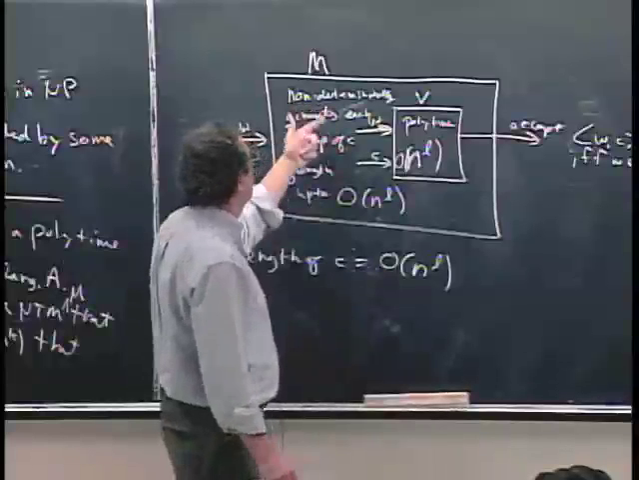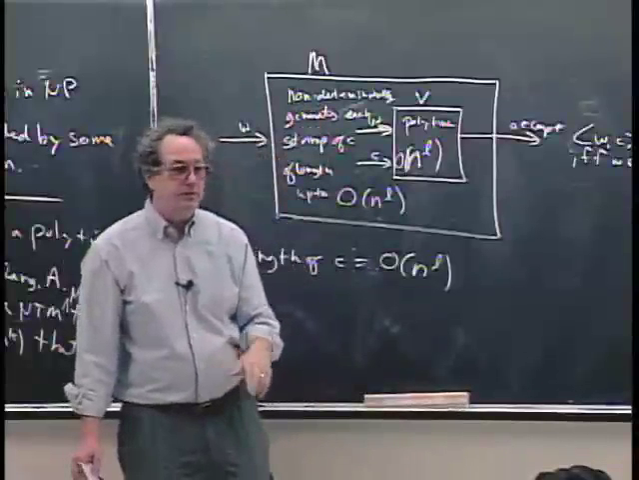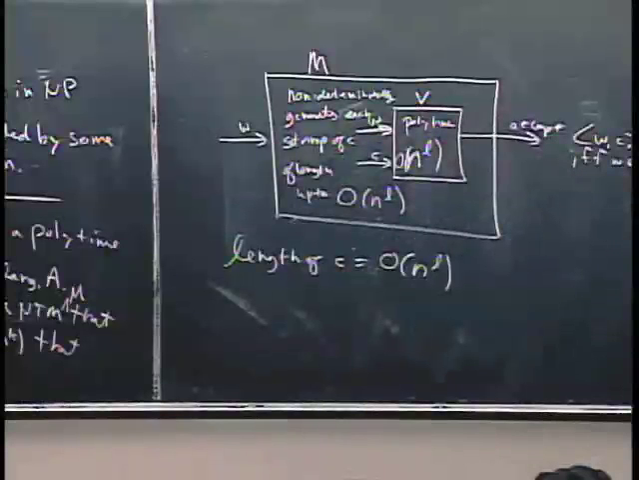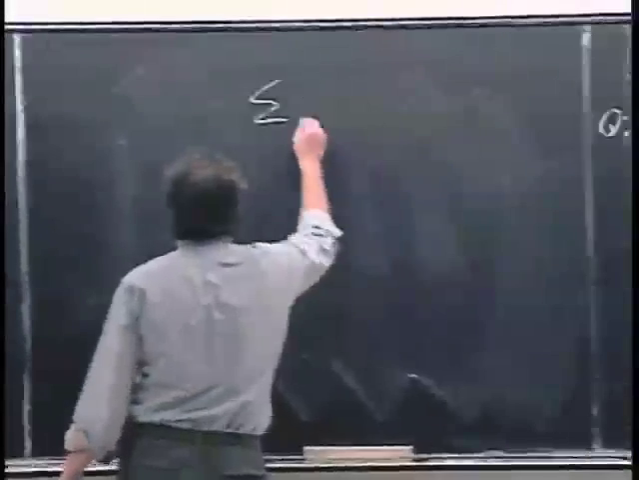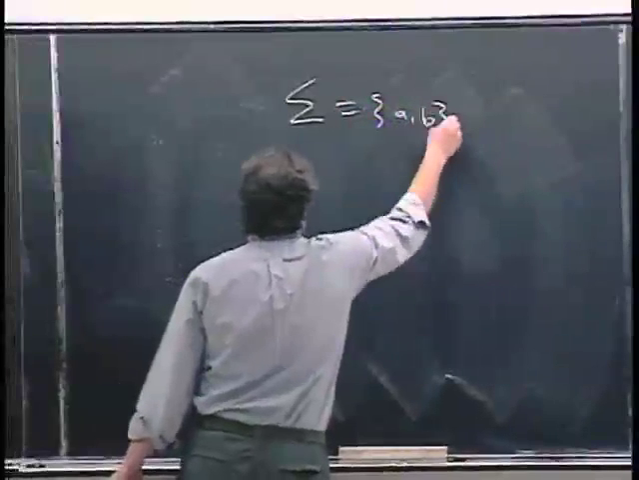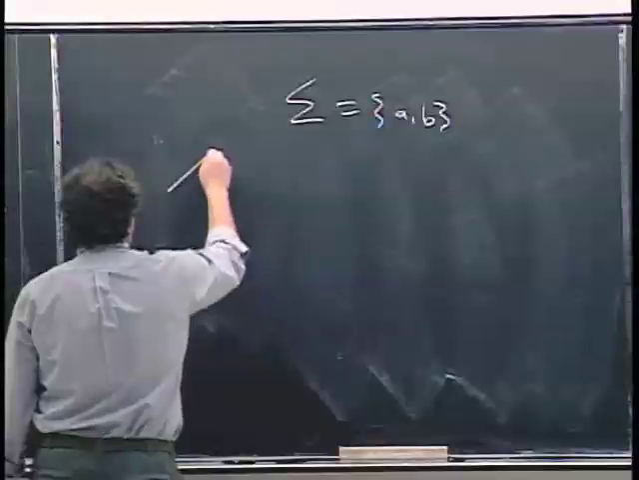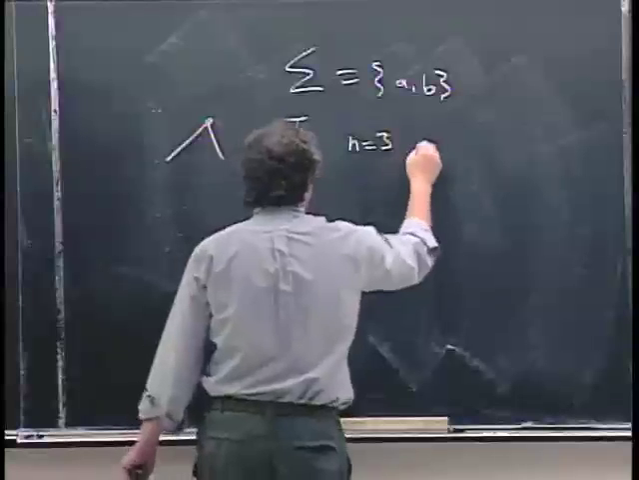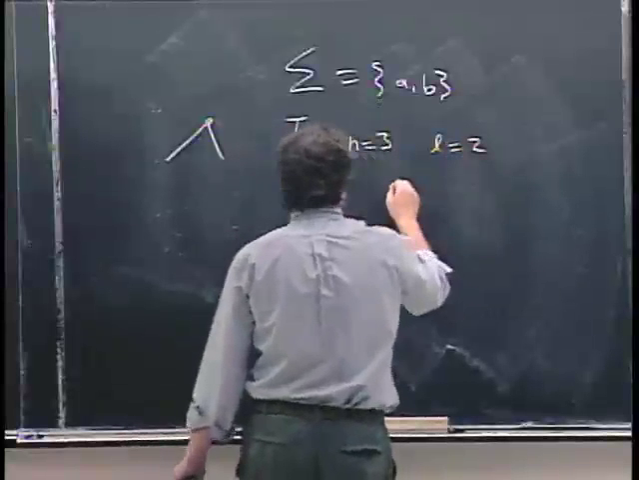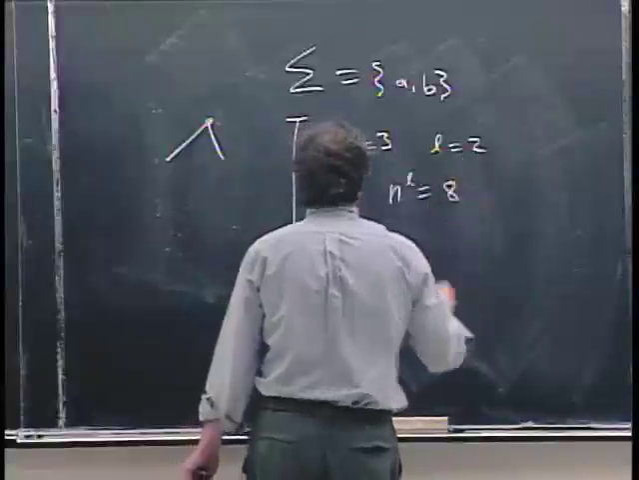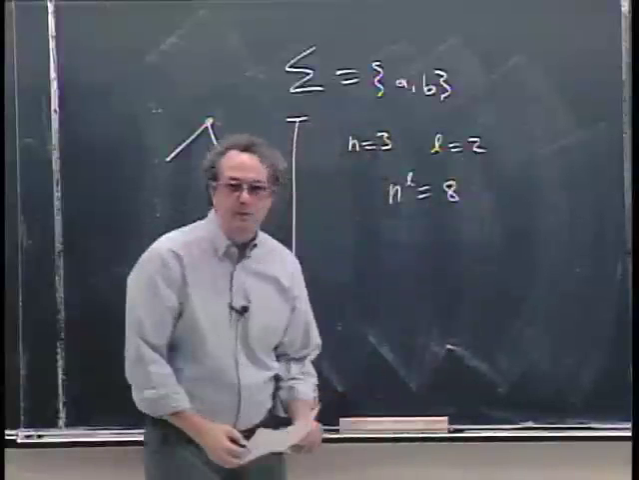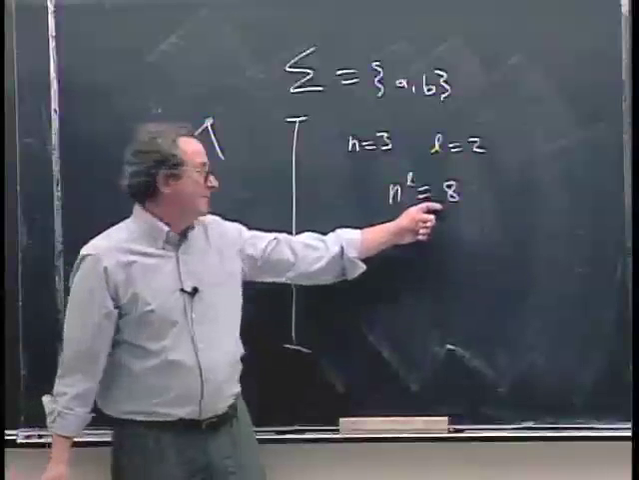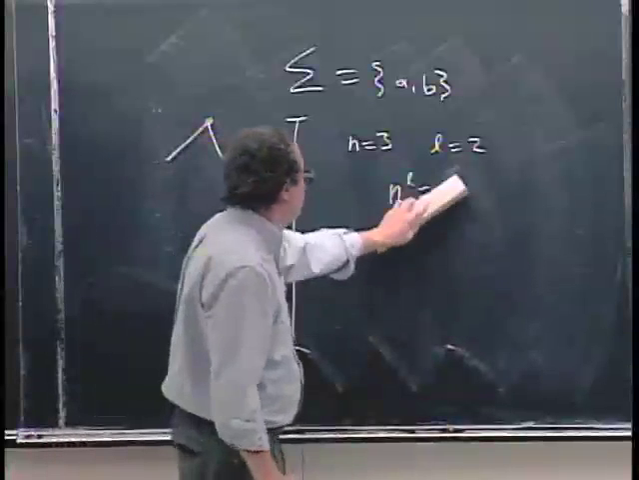Now, what does it mean to non-deterministically generate these strings? Okay. Well, deterministically generating them just means some kind of branching structure. So whatever the alphabet is, let's just say it's A, B, okay? And let's say N is equal to 3 and L is equal to 2, so N to the L is equal to 8, okay? No, not equal to 8. It's equal to 9. 2 to the third is 8, but 3 squared is 9.